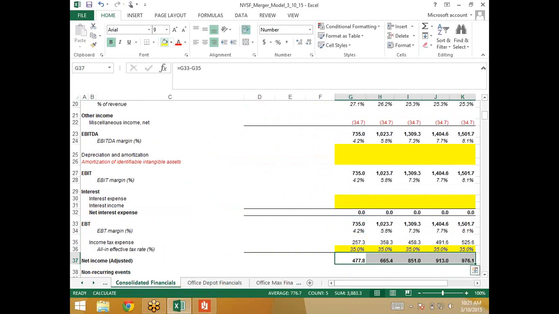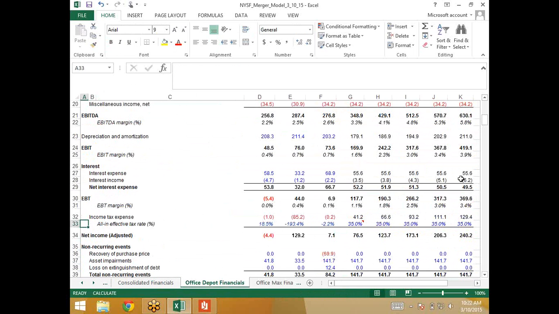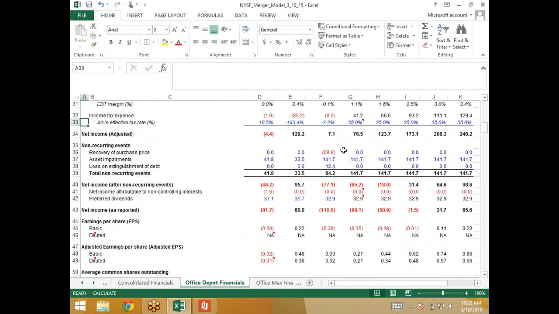All right, non-recurring events. This gets a little tricky. First of all, we have to look at the non-recurring events that are out there, if any. Office Depot has three: recovery of purchase price, asset impairments, and loss on extinguishment of debt. Do we or do we not include these? Well, right off the bat, the recovery of purchase price was a one-time item, so I'm going to exclude that altogether. Who cares? It's gone.